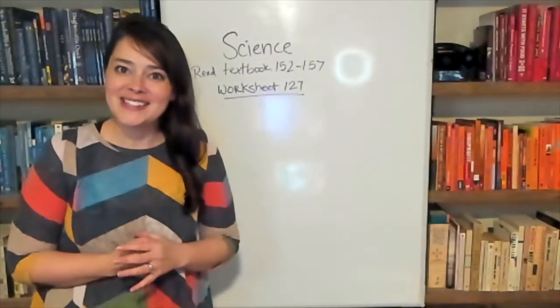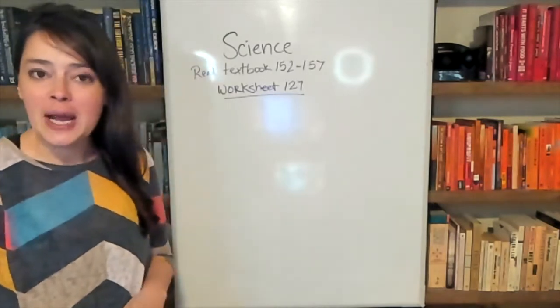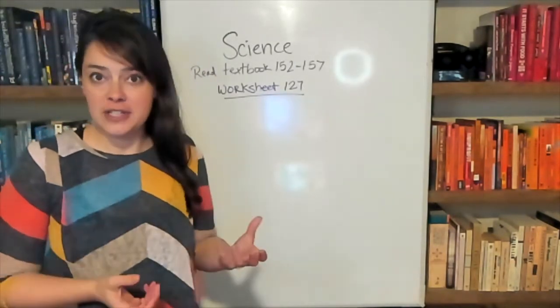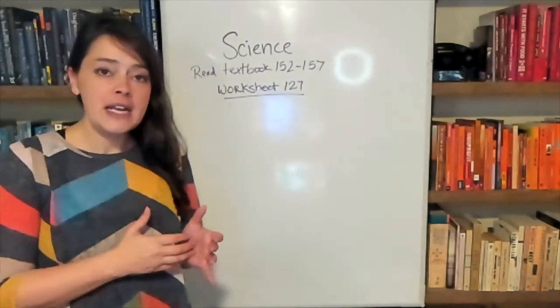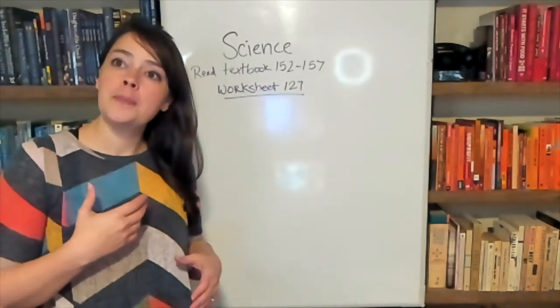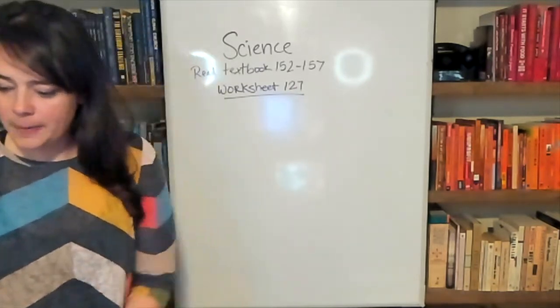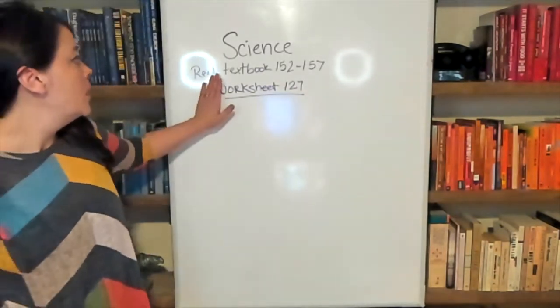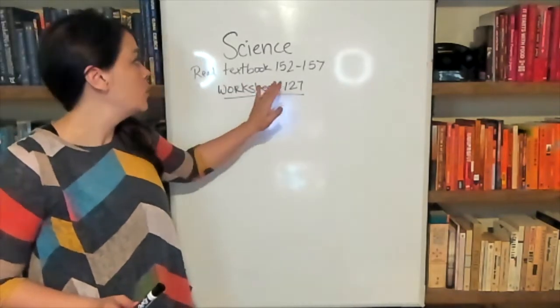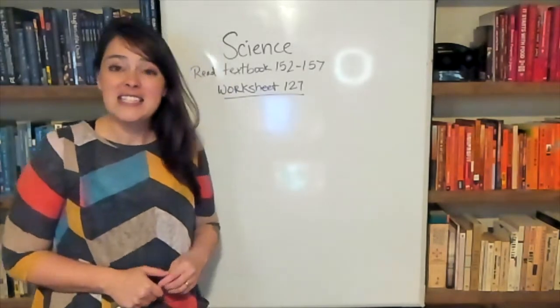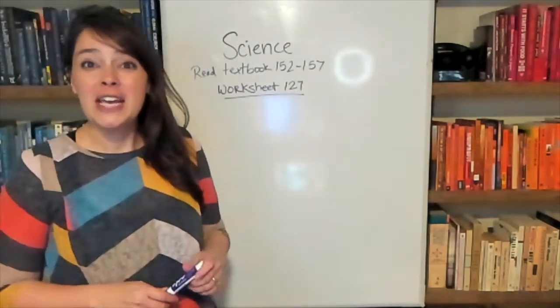Today we're going to work on science again. We're reading the chapter in our science book about matter and the different ways that matter changes. So you've done some reading about it and one worksheet that helped you remember what matter is, what mass is, the different states of matter. The next section of your workbook or your textbook that I want you to read is pages 152 to 157. This details different ways that matter changes.